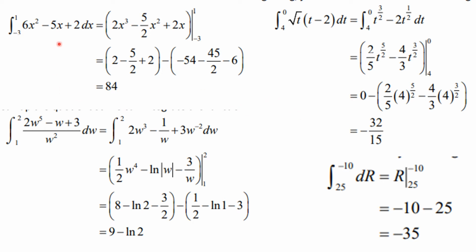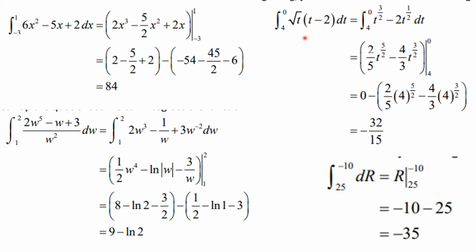So the first one, you do term by term. You should have gotten 2x cubed minus 5 halves x squared plus 2x for your antiderivative. You evaluate at the top level minus the antiderivative evaluated at the bottom level. So here I plug in the top value of 1, minus, and this minus sign is from the fundamental theorem of calculus, I plug in minus 3. Be careful with your signs here. And you should get 84 for your answer.